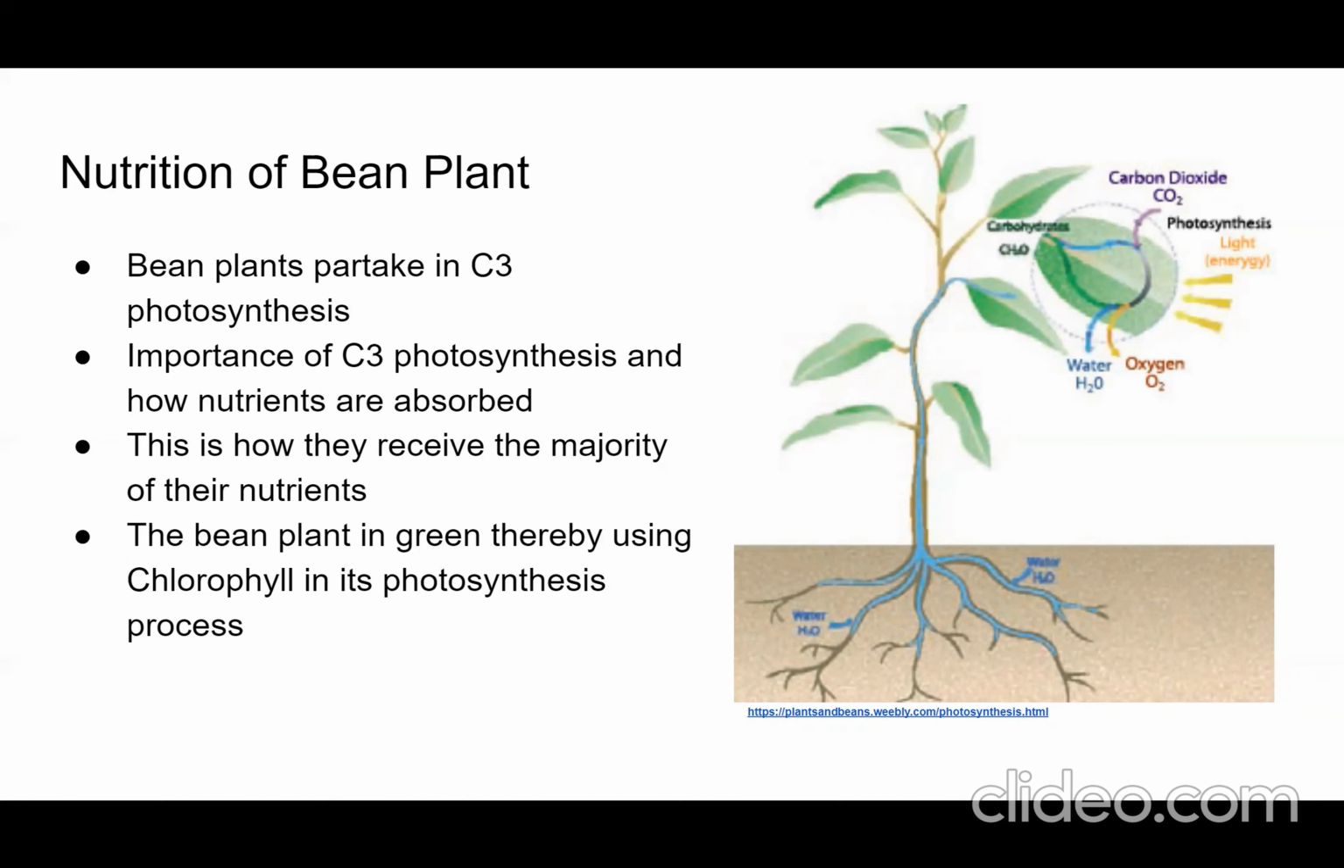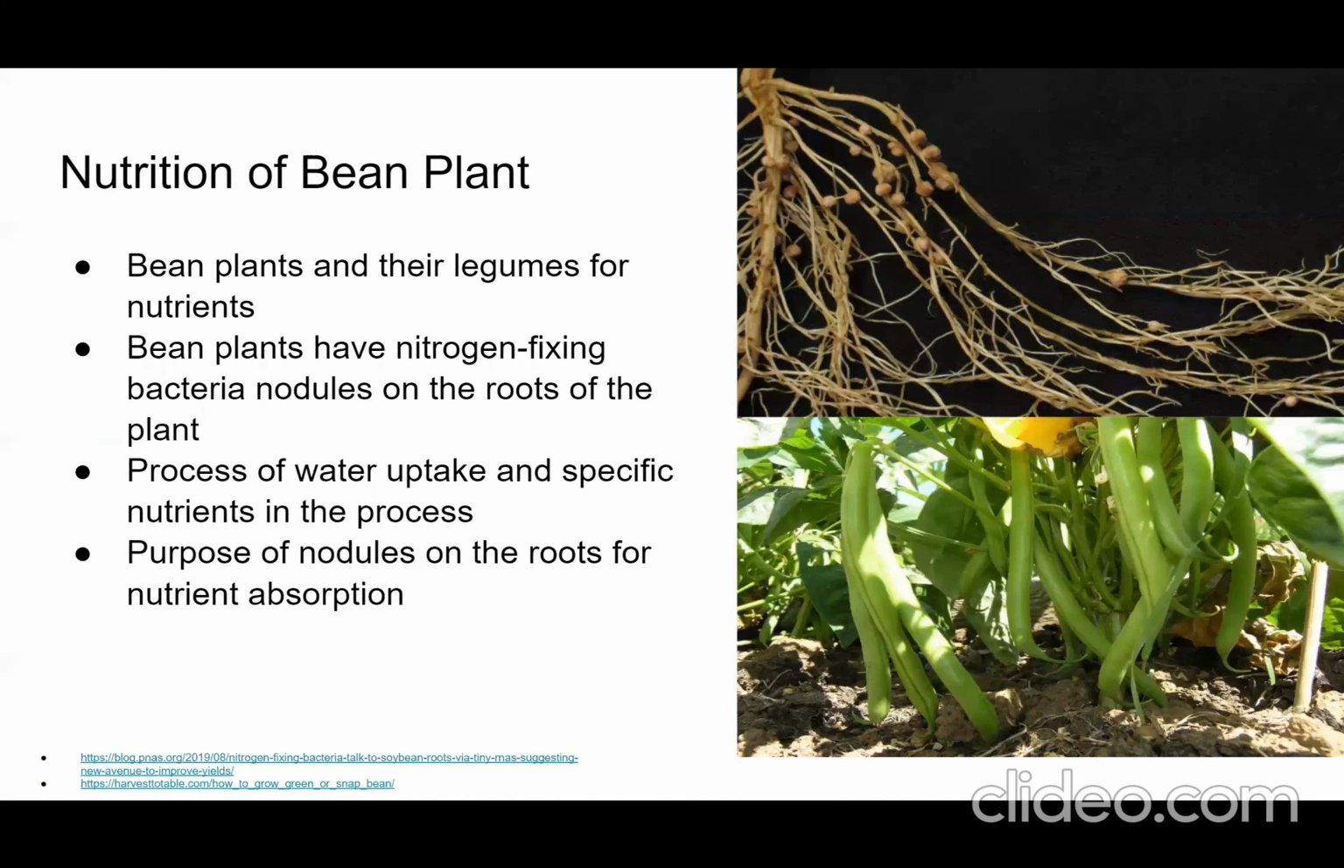In the bean plant's C3 photosynthesis, the rubisco takes in carbon dioxide, which produces a 3-carbon compound, giving it the title C3 photosynthesis. Bean plants also have legumes, which are rich in nutrients such as calcium, iron, and zinc, which benefit the growth and health of the plant.